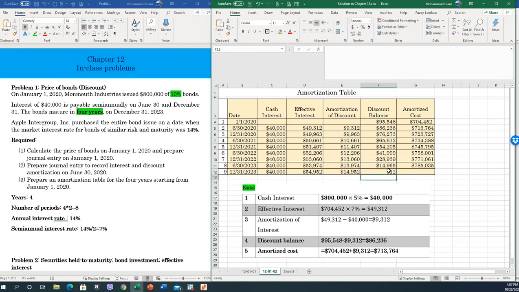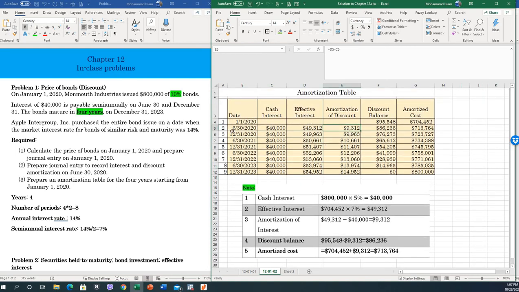See that we don't have any, we have only $12. Okay, we can say that this is 0. So this one plus this, okay, almost 800,000, but it should be 0 here, and here it should be 800,000. See that? Okay, so this is how we calculate the amortization table.